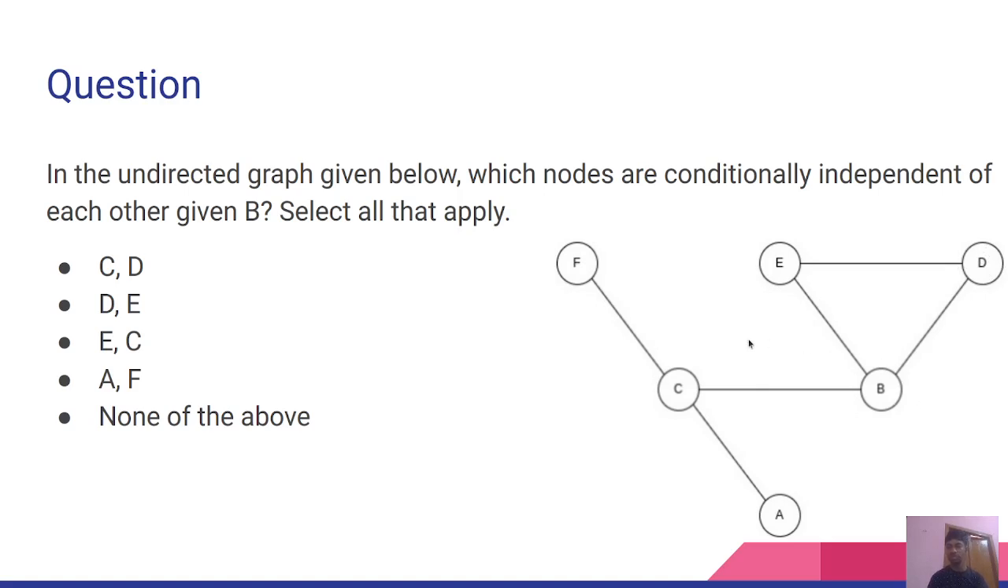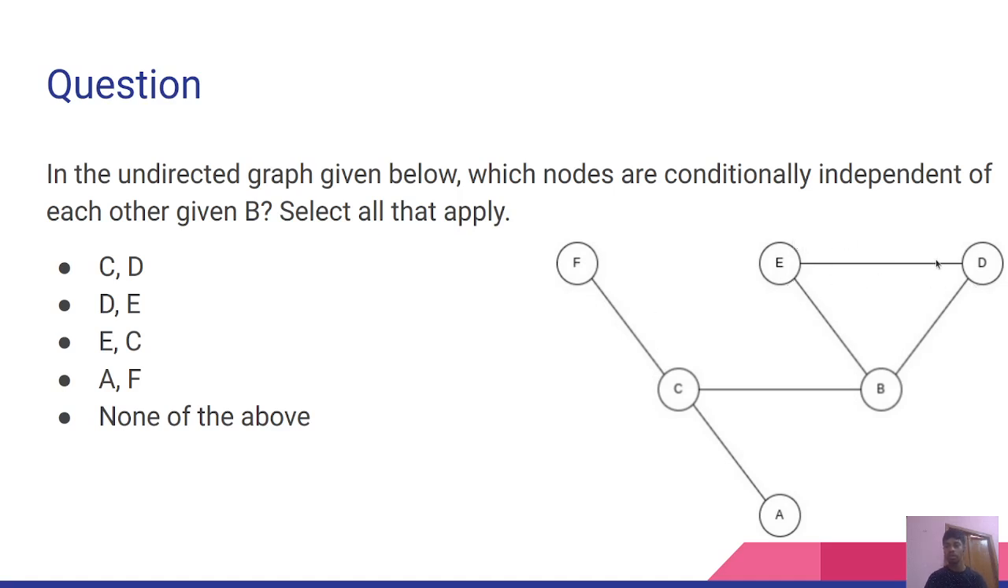What about D and E? D and E given B, are they independent? No. Can you discuss why? They have a path D to E. D to E is directly connected, and if they are directly connected, no matter whether nodes are visible or not, they are not independent.